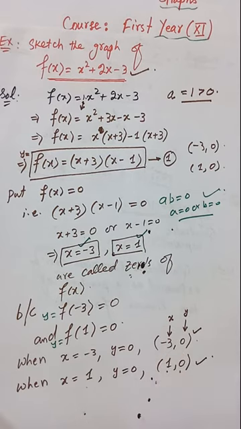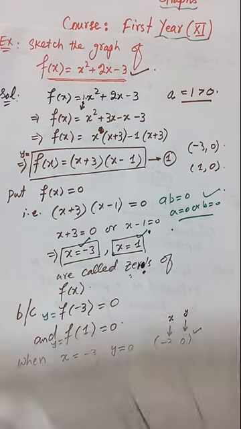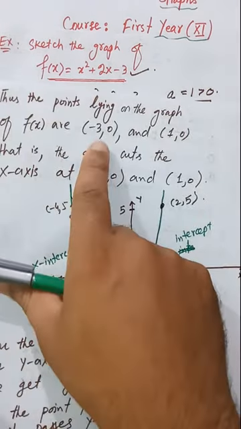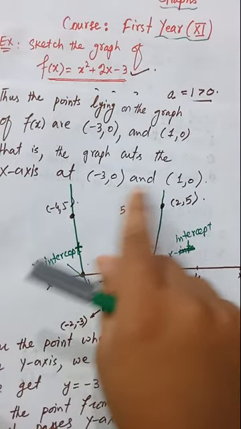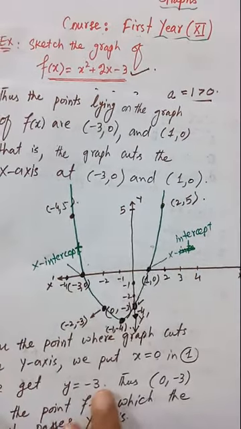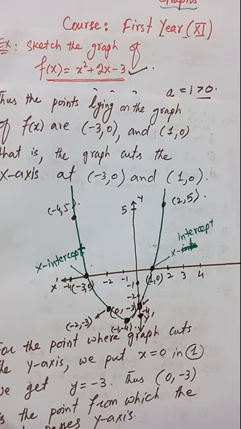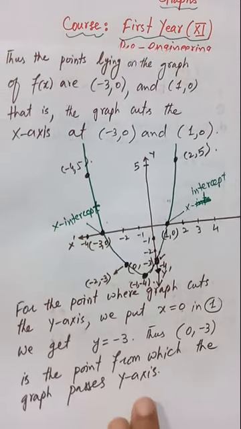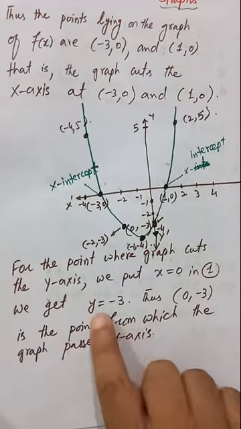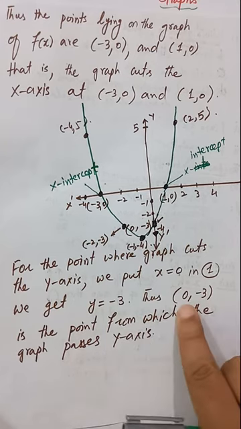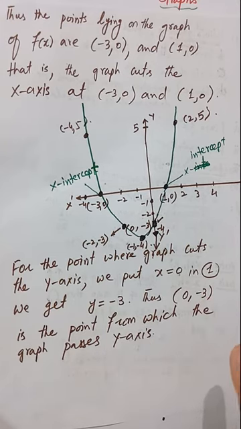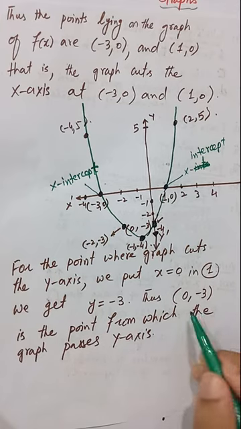So here we write that these are 2 points at which the graph cuts the x-axis. So the same meaning, these are the x-intercepts. And for the y-intercept, put x equal to 0, so you will get y equal to -3. So (0, -3) is the y-intercept.